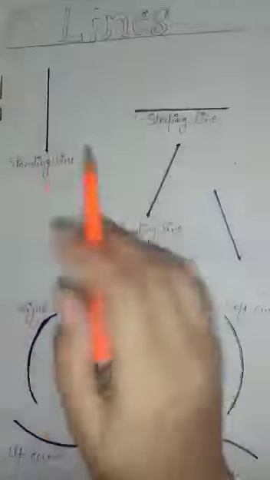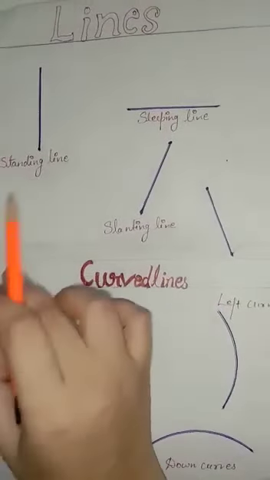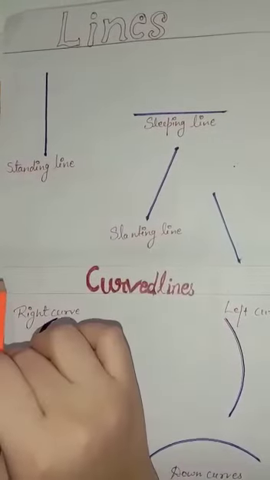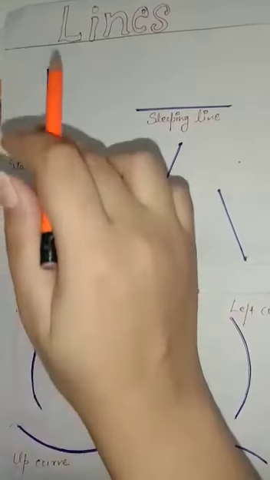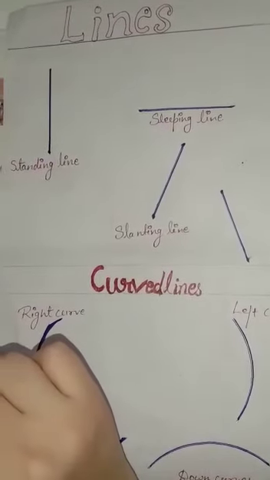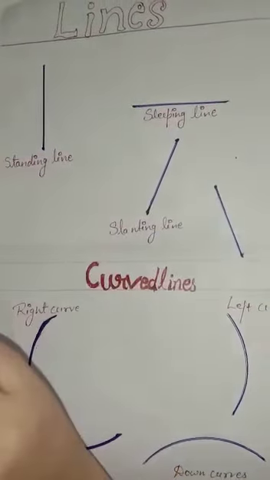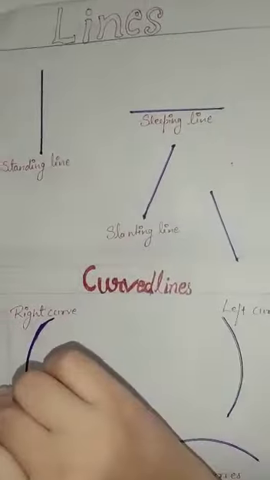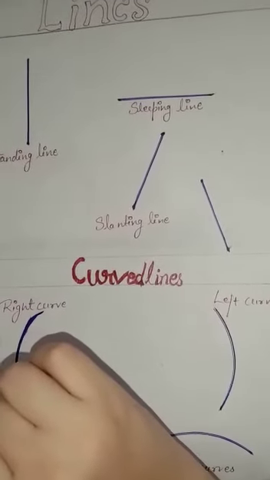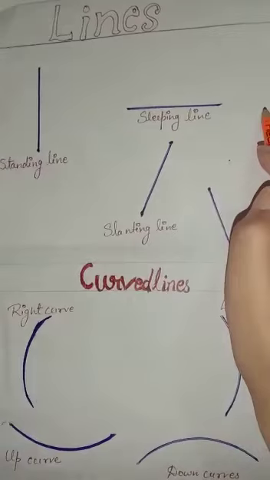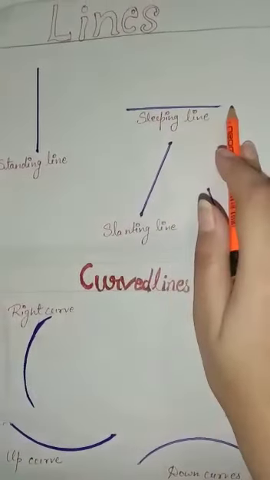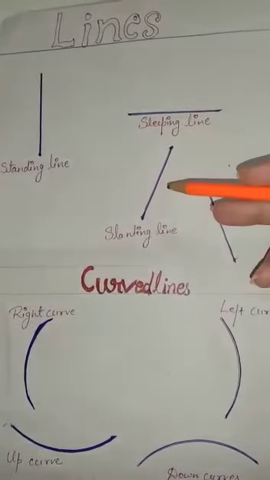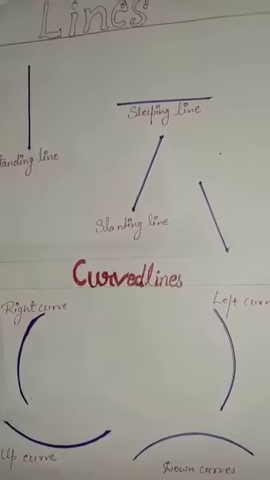Lines. First of all, standing line. What are standing lines? Straight lines are vertical if they go straight up and down, or top to bottom, without going across at all. They are called standing lines, right? Now, what is a sleeping line? Straight lines are horizontal if they go across. If they go across from side to side without going up or down, they are called sleeping lines.